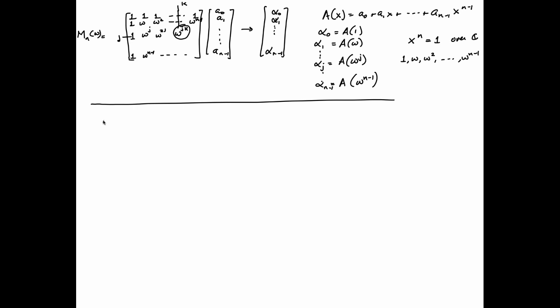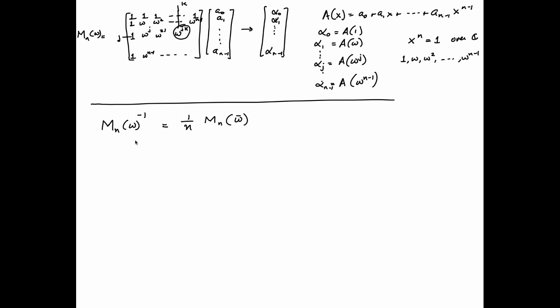In order to do that, what we want to know is what's M sub n of omega inverse, the inverse of this matrix. It turns out that this inverse has a very nice form. It's just the same thing as 1 over n times M sub n of omega bar. Remember we said omega bar is the same thing as omega inverse, so it just happens to be this matrix.